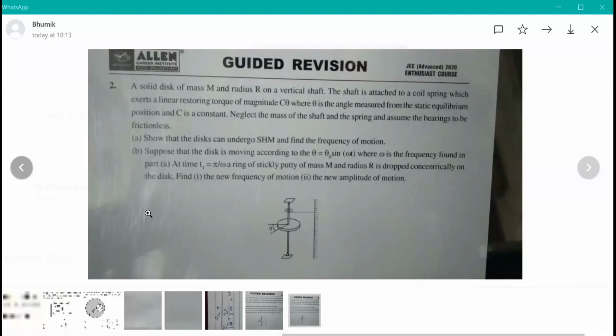So we have this solid disc which is mounted on a vertical shaft. The shaft is attached to a coil spring. The concept of a coil spring is that if it rotates by theta, then it applies a restorative torque of c theta. It's just like a torsional wire. When you twist a torsional wire, it applies a restorative torque. Like that, the coil spring also applies a restorative torque.